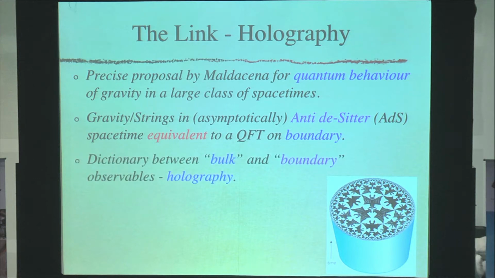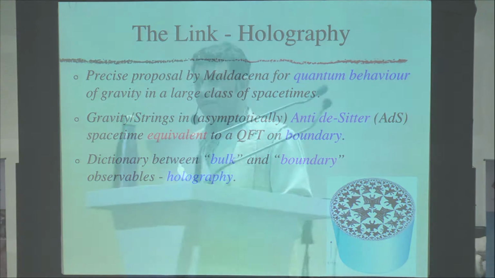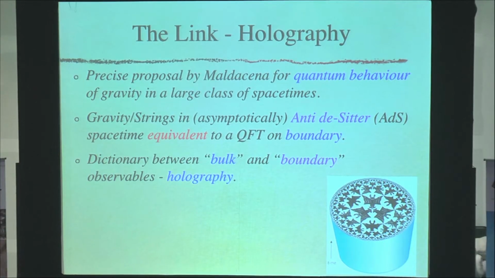So this comes with a certain dictionary between the observables of the bulk and the boundary. The bulk being the gravitational theory in this anti-de Sitter space, and the boundary being the quantum field theory living in one lower dimension. And because the quantum field theory in one lower dimension captures physics of the interior of this higher dimensional gravitational theory, this is called the holographic connection.